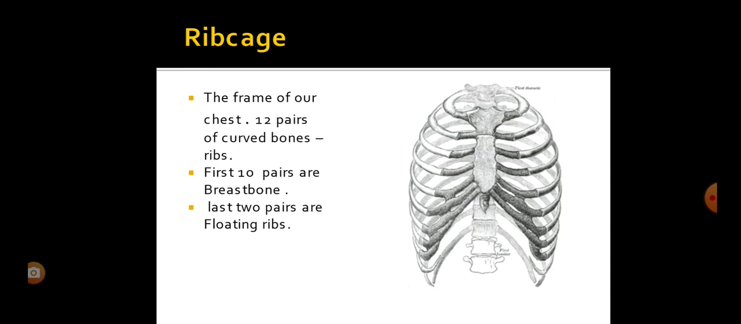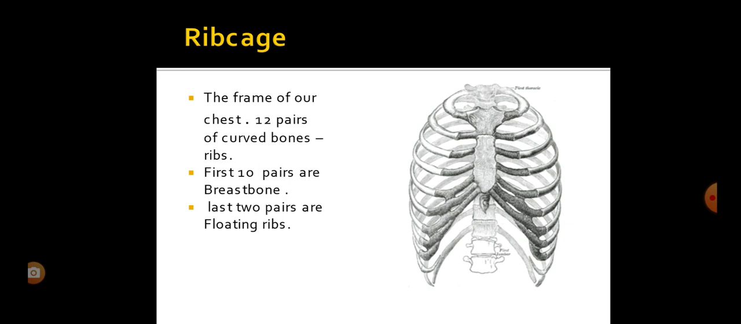Next is our rib cage. It is the frame of our chest. It forms the frame of our chest. It is made up of a total of 12 pairs of curved bones. You can see all these bones are curved in structure. These curved bones are known as the ribs.